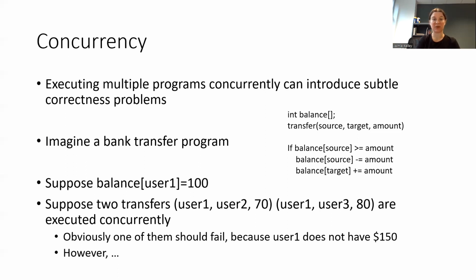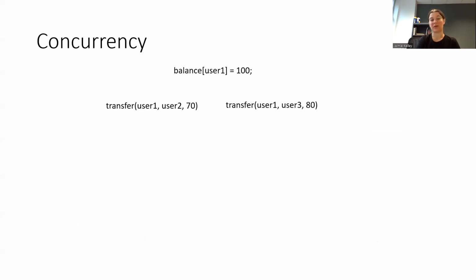So here's an example. Let's say that we have a bank transfer program and we are going to send money to two different individuals. In this case, we'd say that user one has $100 in their balance. So we're going to send a transfer from user one to user two for $70 and a second transfer from user one to user three for $80. These are both executing concurrently. We don't have $150 in that account. One of these should fail, but when we execute instructions from multiple streams of execution concurrently, there is not a guarantee on what order those instructions are going to execute.